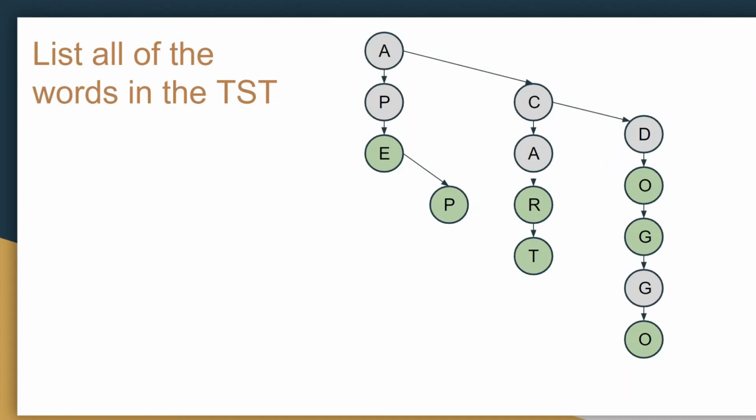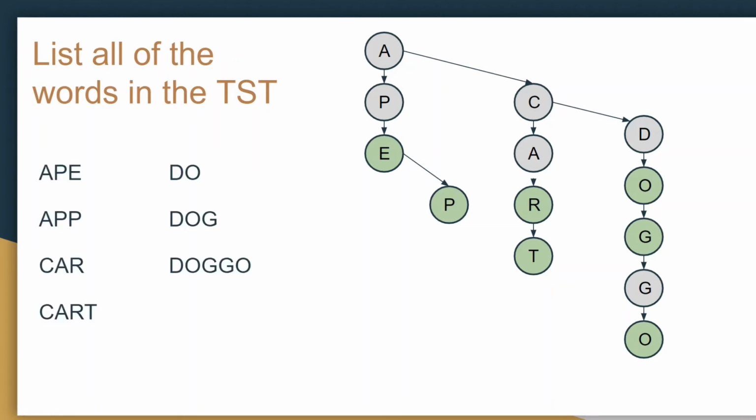Now, here I would like you to list all of the words. In this case, once again, I would say pause the video as I am just going to move forward. So I'll give you a few seconds to pause. Okay, so this contains ape, app, car, cart, do, dog, and doggo. It's similar to the words that were in the multi-way trie, although in this case, dog is also included.